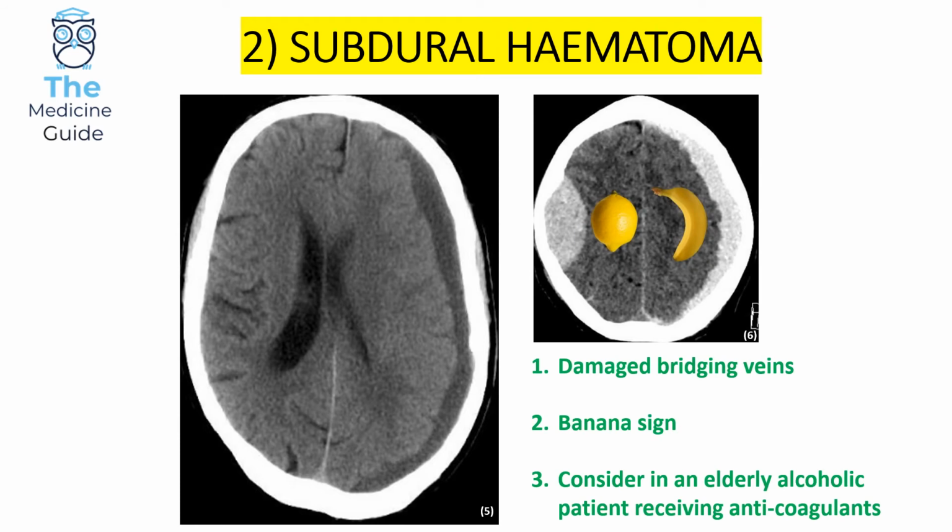A subdural hematoma arises because of damage to the bridging veins. Classically on a CT head scan, it will present with a banana sign. Remember the previous slide involved an extradural hematoma, and that presents with a lemon sign or the lentiform sign. A subdural hematoma presents with this banana sign. In the SBA, it will classically present in an elderly patient who drinks far too much alcohol and is receiving anticoagulants. Those are the key buzzwords you need to be aware of in the SBA.